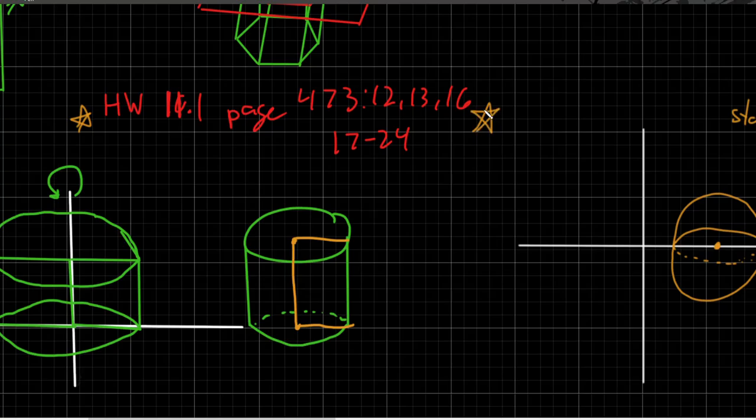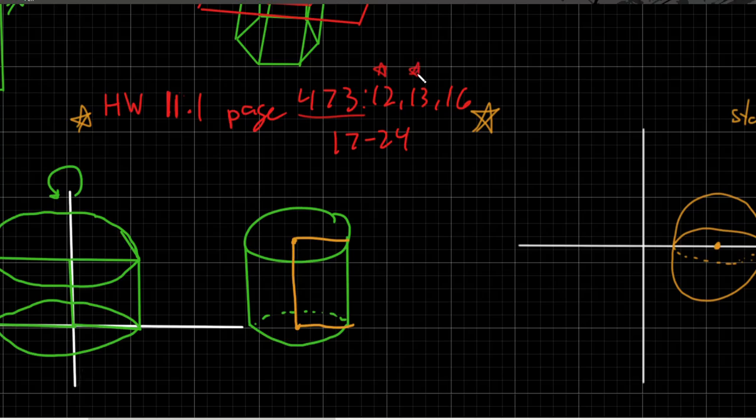That was from yesterday and the end of today. I didn't give it to you yesterday because you guys all opted for it today. 11.1, page 473. 12, 13, 16.